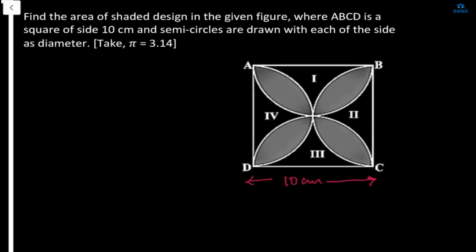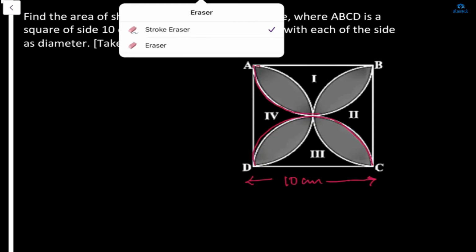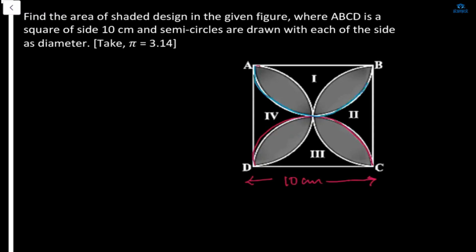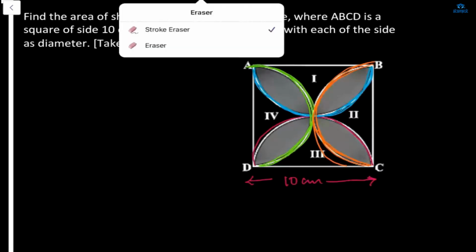Understood? Four semicircles are drawn with each of the sides as diameter. Okay, there are 4 semicircles. I'll use different colors to avoid confusion. One semicircle is this. Now one semicircle is this. And the last semicircle is this. Okay.